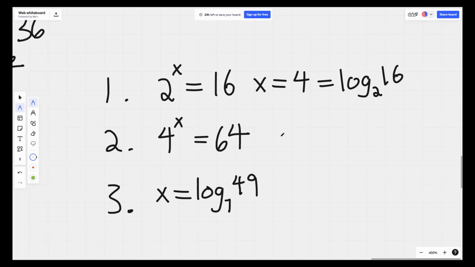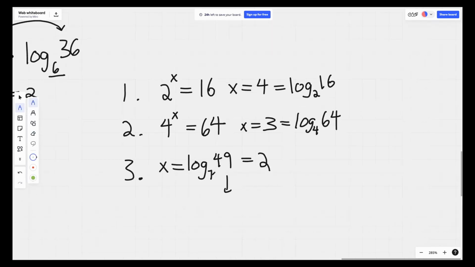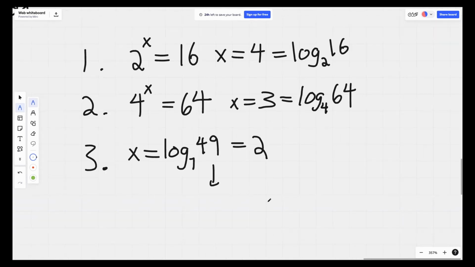All right, for the second one, x is 3 because 4 to the 3 is 64, and we can rewrite this as log base 4 of 64. And for 3, x is 2, because here we want to solve 7 to the x equals 49. And we know that x would be 2 because 7 squared is 49. You can take a screenshot of this if you weren't able to figure it out. But don't worry, this stuff is pretty confusing.